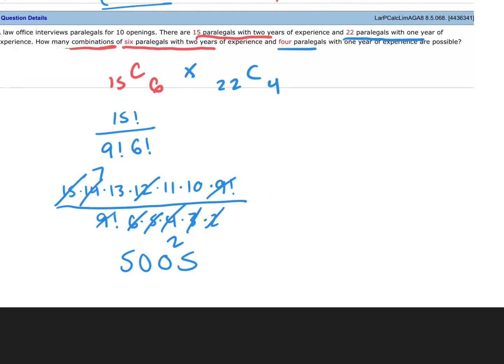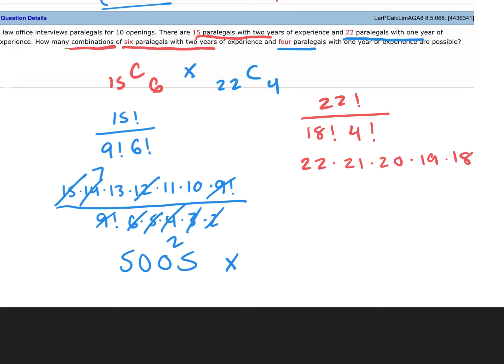Then I'm going to have to multiply that by 22 choose 4. So here this would be 22 factorial over 22 minus 4 factorial, which is 18 factorial, 4 factorial. So 22 times 21 times 20 times 19 times 18. I can stop there. 18 factorial, 4, 3, 2, 1.